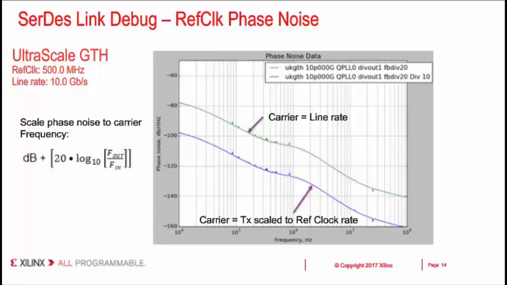relationship I show here, where you take 20 times the log of the output carrier versus the input carrier frequency, and you add that to what you're measuring from the carrier, the transmitter output. And that would reduce down to the phase noise you would measure if you were measuring it at the frequency of the reference clock. I've shown that conversion here, where the blue line represents the phase noise at the rate of the reference clock, which in this case was 500 megahertz.